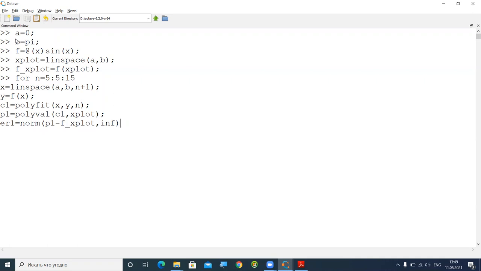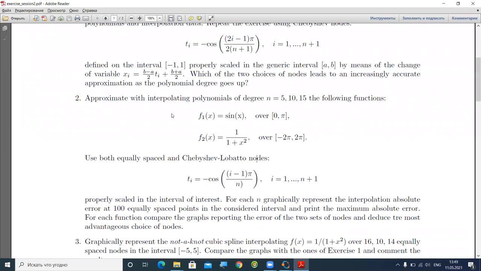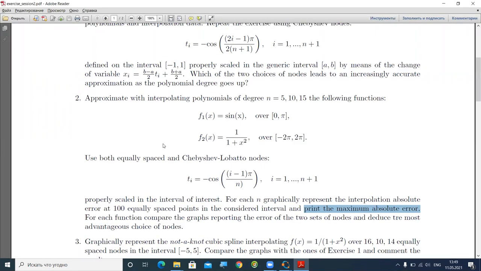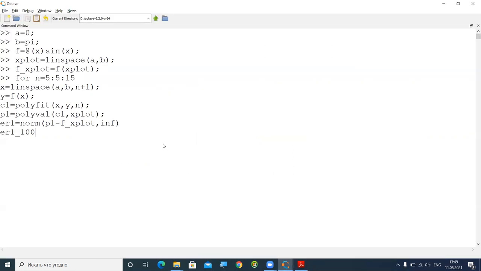So now, continue. We need to show the result of these errors. Here you can see, print the maximum absolute error. You need to find the maximum of this absolute error. That's why here we use this infinity norm. So we need to print it. That's why we don't put here a semicolon. And now continue. And we need to find this error for 100 equally spaced points, absolute error of interpolation. So here now we use absolute value abs, and again P1 minus fx plot.